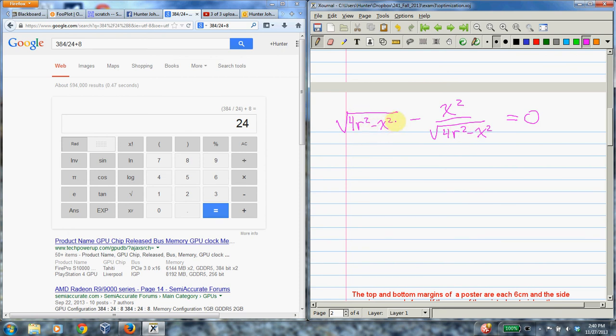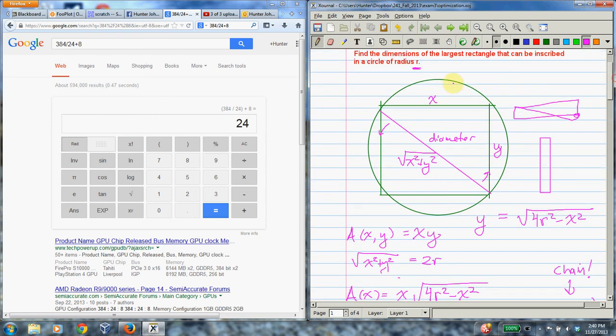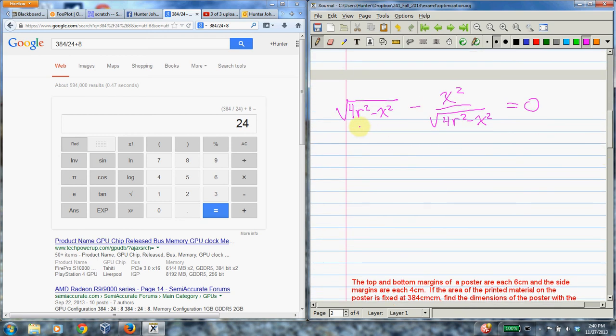And if it is 0, that is not a solution to the problem, because the thing that makes this stuff under the radical 0 is x equals 2r. In other words, x equals the diameter. And the only way x equals the diameter is when x is, here, which is obviously not a very area-rich rectangle, so it's definitely not the solution. So multiply both sides by this stuff, and then the radical goes away. You get 4r squared minus x squared, because it just cancels there, equals 0.